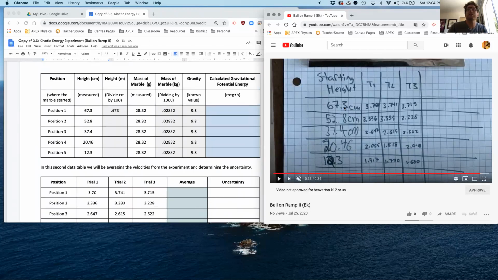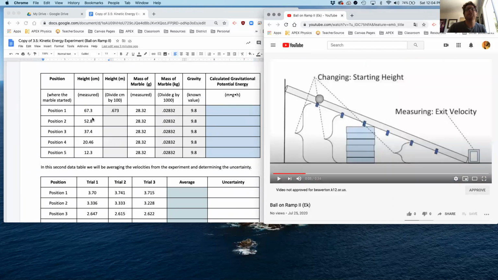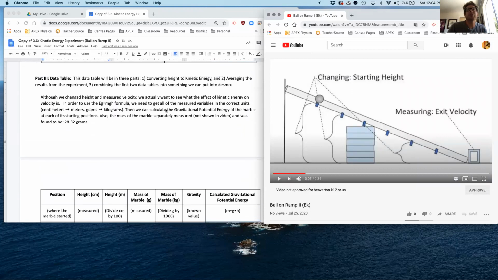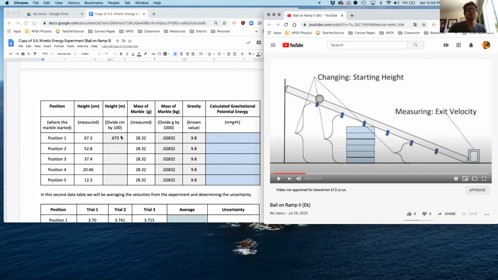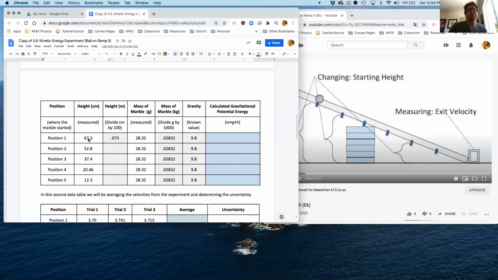So the first thing that you'll notice is these starting heights, okay? We measure them in centimeters, but in order to use the equation that we used last class, m times g times h, we need to get them in meters. To do that, we divide by 100. So 67.3 becomes 0.673. This one would become 0.528, this would become 0.374, this one would become 0.2046, and this would become 0.123. So the first step is dividing by 100, okay?